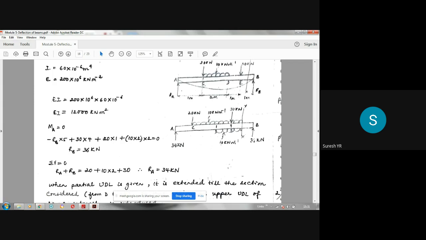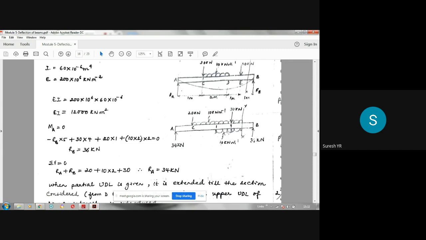See, this UDL, from here to here, will be x minus 1. So 10 into x minus 1 is the load and it acts at the midpoint. The midpoint distance will now be x minus 1 by 2. So 10 into x minus 1 into x minus 1 by 2. That is the top UDL. Next, the bottom UDL, upward UDL.